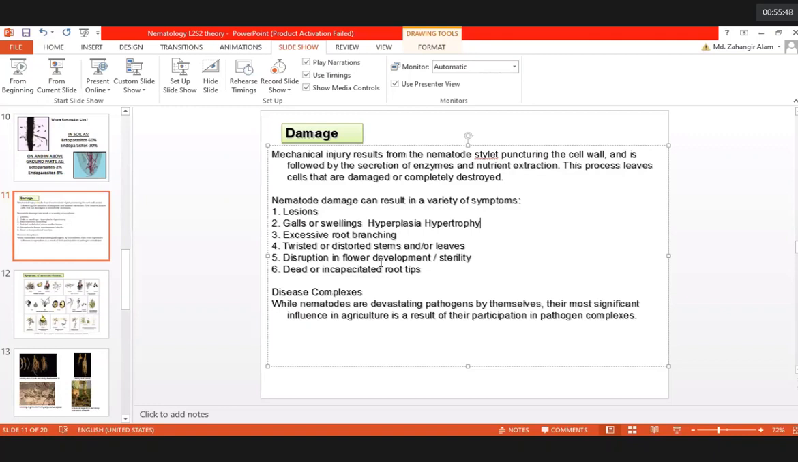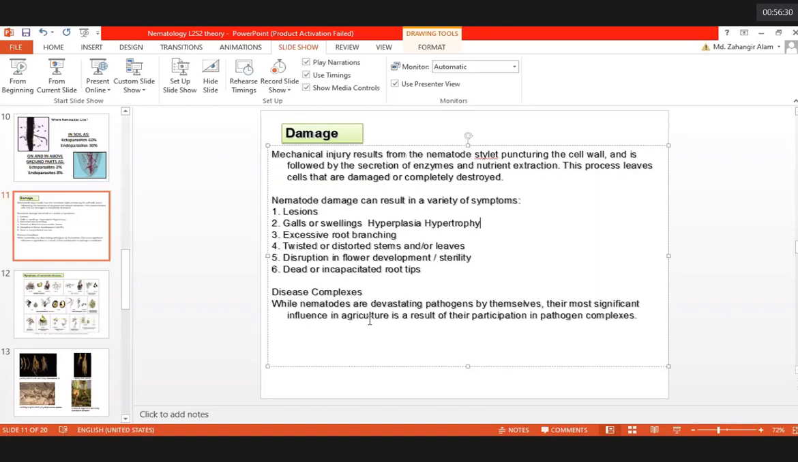Mind it, in the absence of essential nutrient elements, the plant becomes sterile. In the absence of essential nutrient elements, the plant becomes susceptible to plant pathogens. That plant will be sterile, and at the same time susceptible to a number of biotic and abiotic stresses. And another one: because of the nematode attack, the root tip might be dead or incapacitated. So these are the symptoms when the plant is attacked by plant parasitic nematodes.